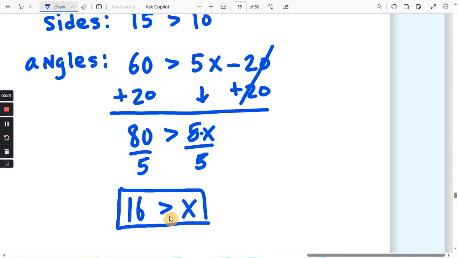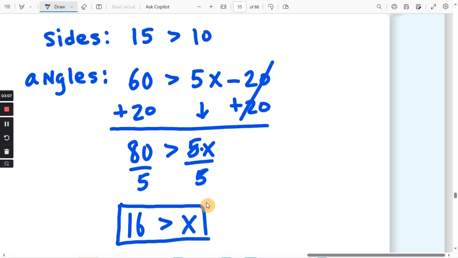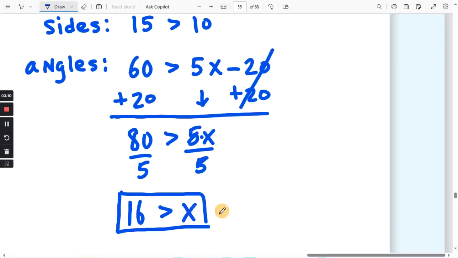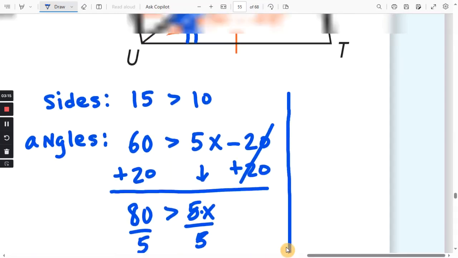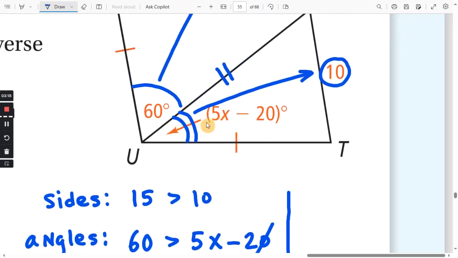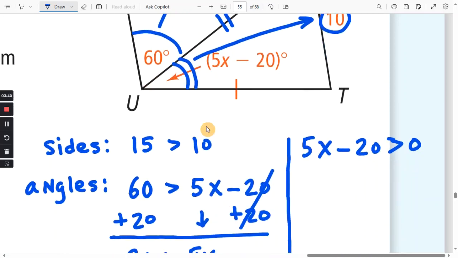Now, is that the final answer? Not quite. Okay, x is less than 16, but it can only go so small or so low. All right, so let's do the other calculation right here. This angle, even though it's less than 60, has to be greater than 0. So 5x minus 20 is the entire angle, and that has to be greater than 0. The angle can't be 0 or negative, so this right here is greater than 0.